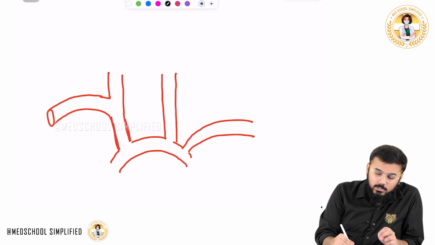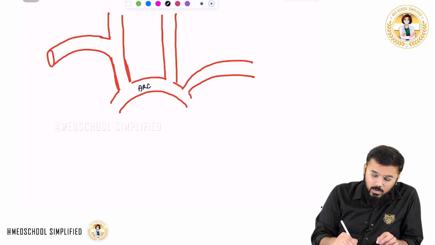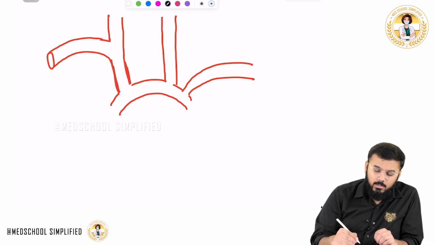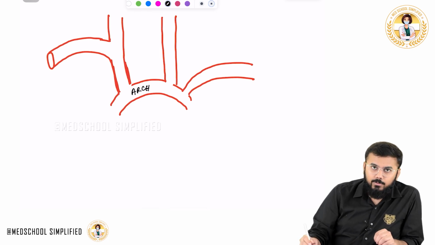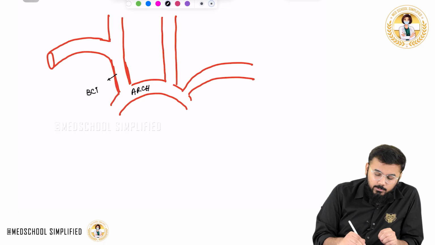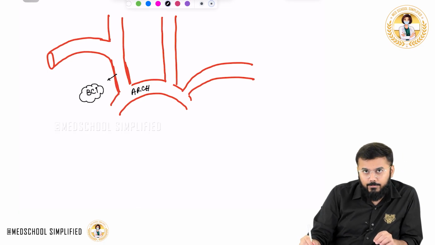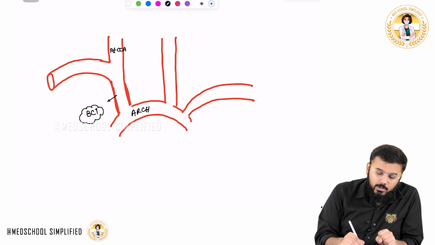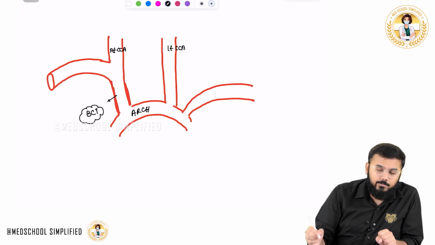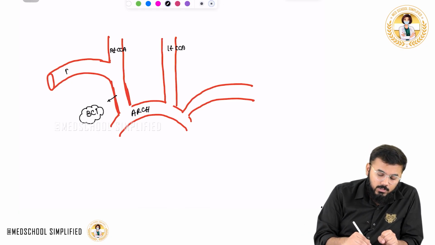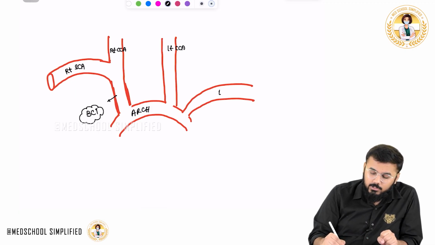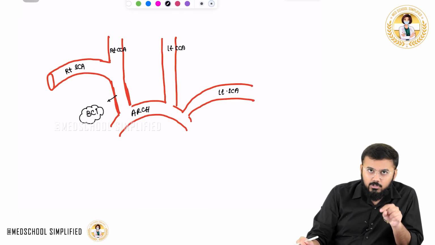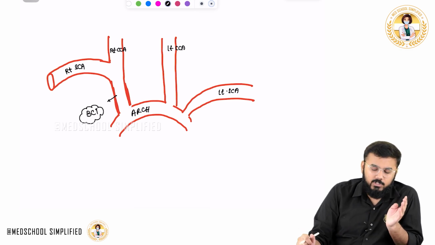Let me write this down to avoid confusion. This is called your arch of aorta. This particular artery is called BCT, that is brachiocephalic trunk. And this brachiocephalic trunk is dividing into two branches. This one is called your right common carotid artery, and this is your left common carotid artery. Also this one is your right subclavian artery, and this is your left subclavian artery. The only difference is that on the right side, the common trunk is the brachiocephalic trunk. That same brachiocephalic trunk is absent on the left side.